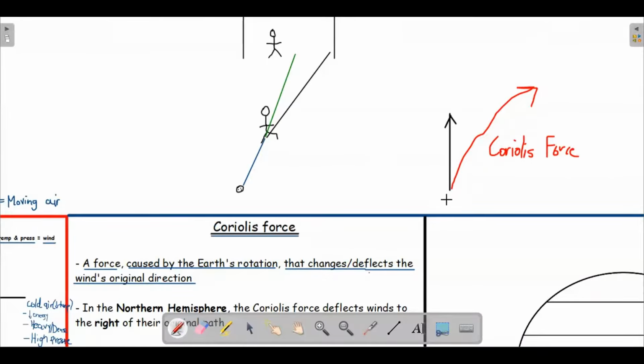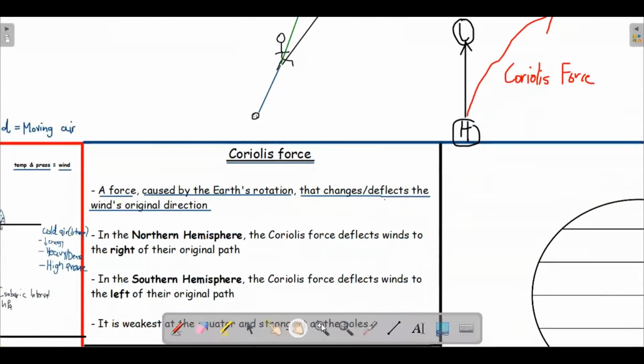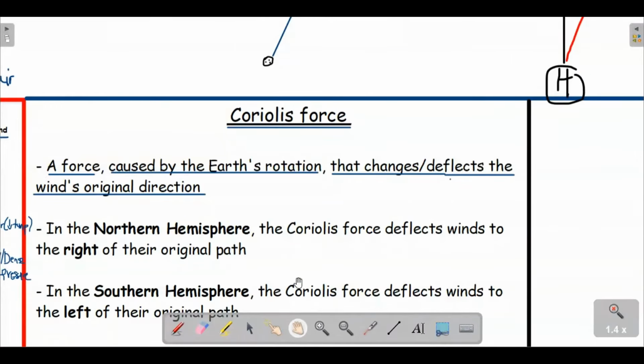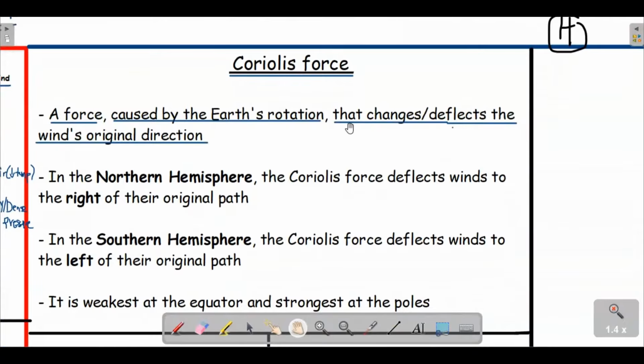The only reason air would move is if you have pressure differences. If there's a high pressure here and a low pressure there, it was supposed to move from high pressure to low pressure straight, but because of the Coriolis force, it is deflected. It changes its direction. It was supposed to move this way, but now it moves that way. So that is what the Coriolis force does. It is a force that changes or deflects the wind's original direction.